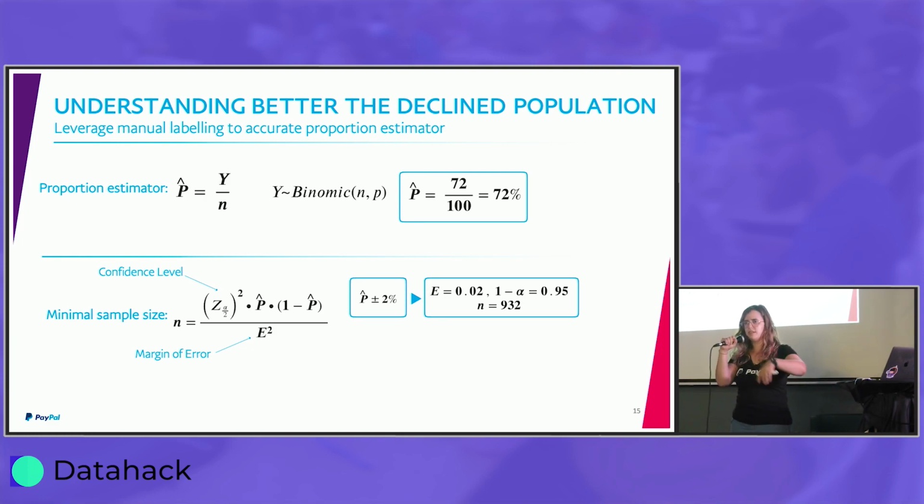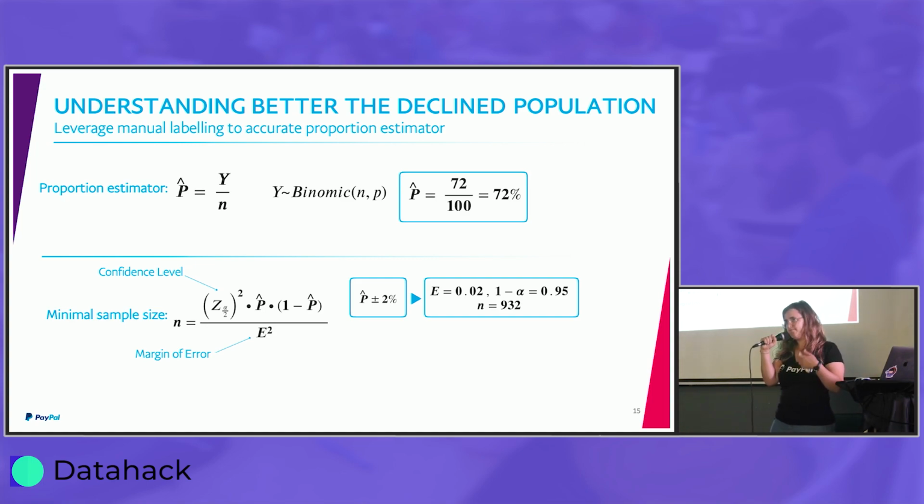I can do this in an iterative manner. Each time that I have a bunch of new cases, I can recalculate my proportion estimator and then recalculate my minimal sample size, etc. And if I don't have any initial proportion estimator, I can always just use 50%, because that would guarantee the highest number of minimal sample size.